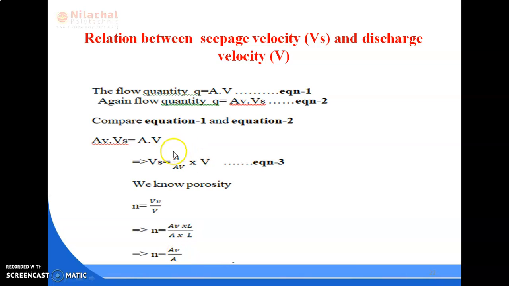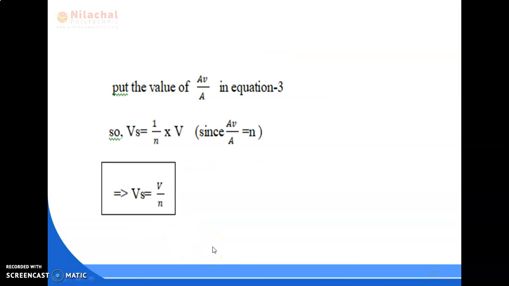But here it is A by Av, so this is the reciprocal of it. So we can write Vs equal to 1 by n into V, which implies Vs equal to V by n. This is the relation between seepage velocity and velocity of flow or normal velocity. You have to remember this relationship, because in many problems you have to apply this formula to solve the problem.